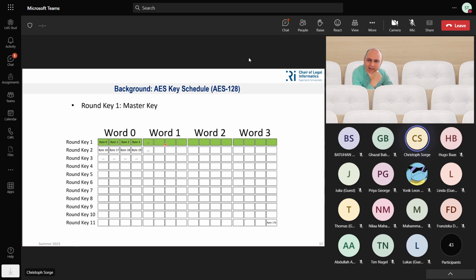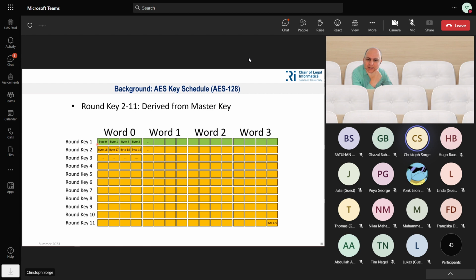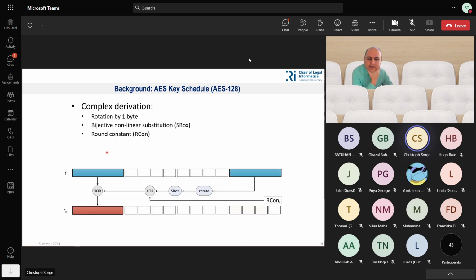Round key 1 is identical to the master key, so that's what you would normally refer to as the AES key that we use for encryption. And the remaining round keys are derived from that. So from the master key, or more precisely, basically each round key is derived from the previous round key. Now, the derivation rule in the case of AES 128, we have a complex and a simple derivation rule. Here we have the round key of round i, and that's the following round, round i plus 1.